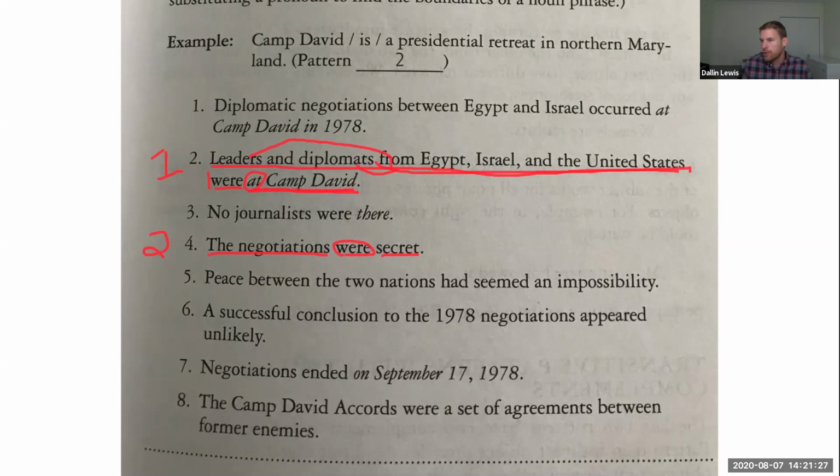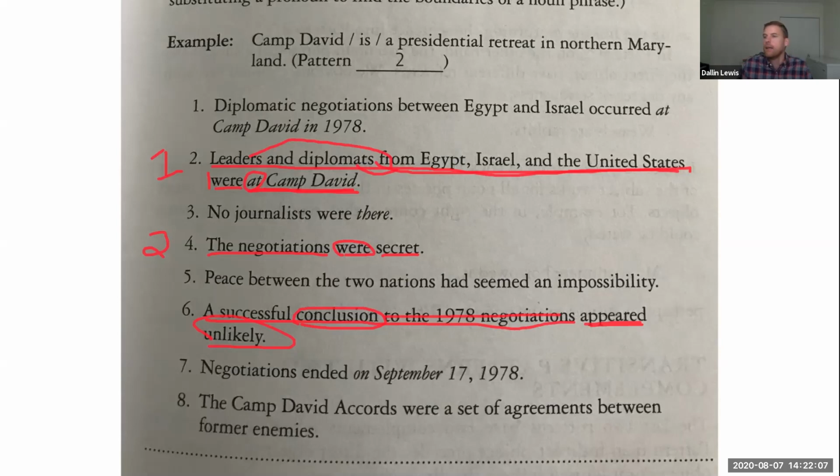It's sentence pattern 2. Next: a successful conclusion to the 1978 negotiations appeared unlikely. Where's my tensed verb? It's right there. What is my subject? A successful conclusion to the 1978 negotiations, which I could replace with a pronoun: it appeared unlikely. I know that it's not in the prepositional phrase, and this is my only noun left. So that's one way to narrow it down, but I know the whole phrase would be this, because I couldn't say a successful it. Anyway, what did it do?